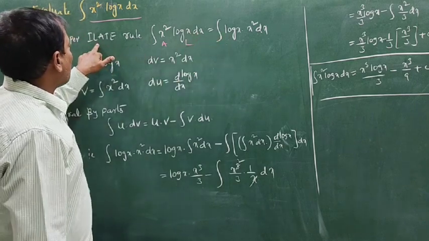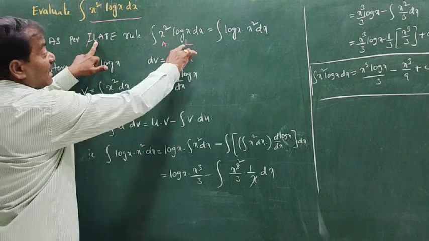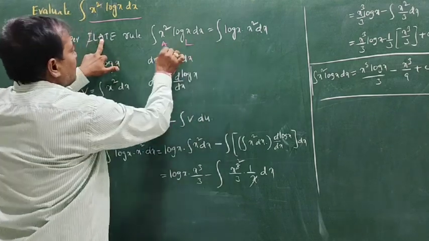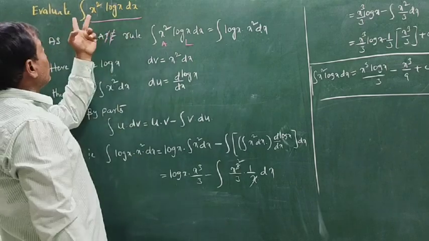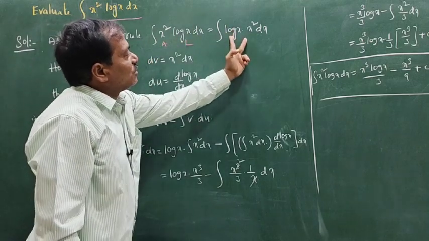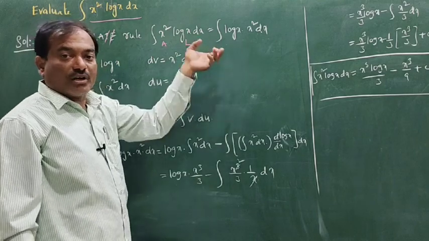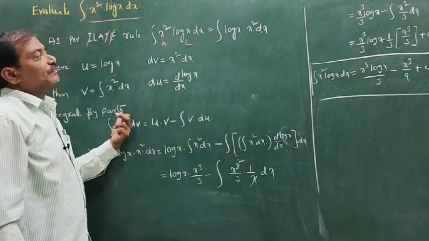Why? Because according to this rule there is no I. Next we have the L. L means logarithmic function. Yes, we have to write L, and then we have to write A, and there is no trigonometric function or exponential function. So the given integration can be written in this form by the ILATE rule. Now we have to find this integral value by using integration by parts.